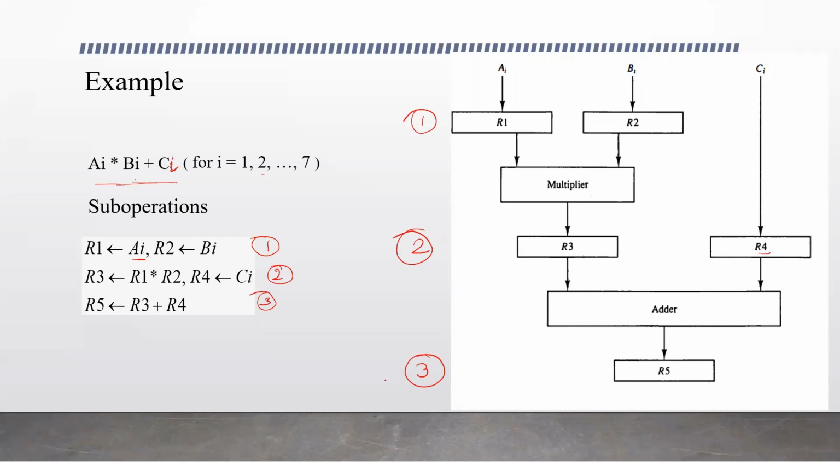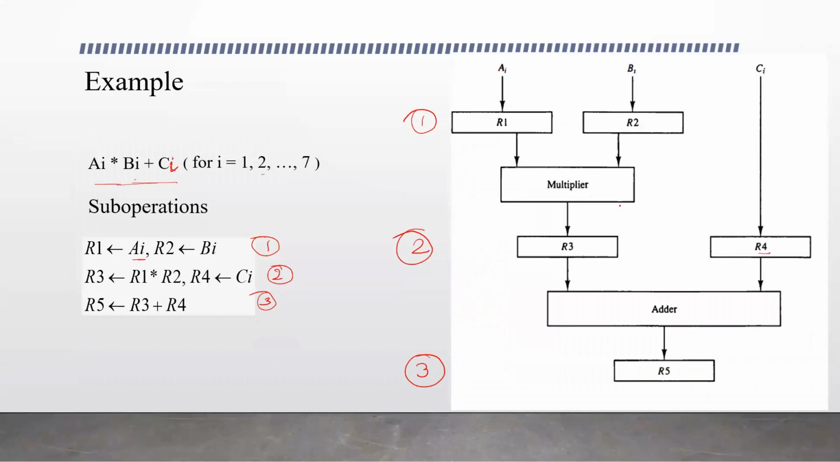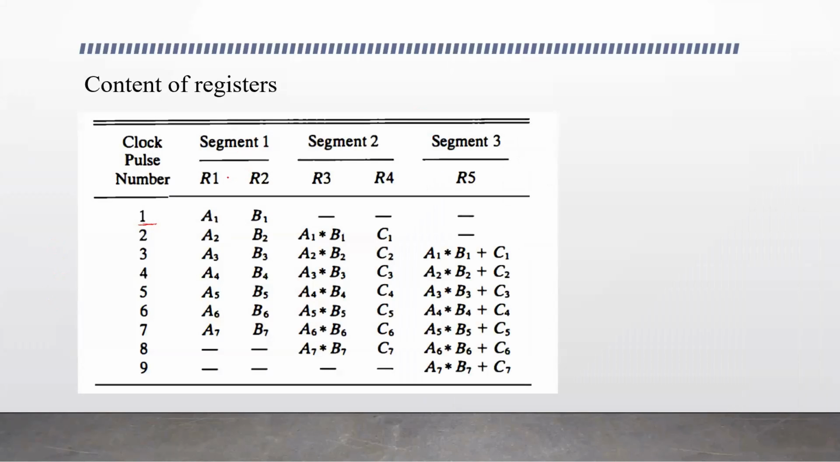And how can this be done in parallel for every i equal to 1 to 7? To understand that, here we have this table. During the first clock cycle, we have segments. We have seen that this operation is divided into 3 sub operations, so this is segment 1, this is segment 2 and this is segment 3. You can consider them as processing elements. Segment 1 has registers R1 and R2. During the first clock cycle, A1 and B1 are transferred to R1 and R2.